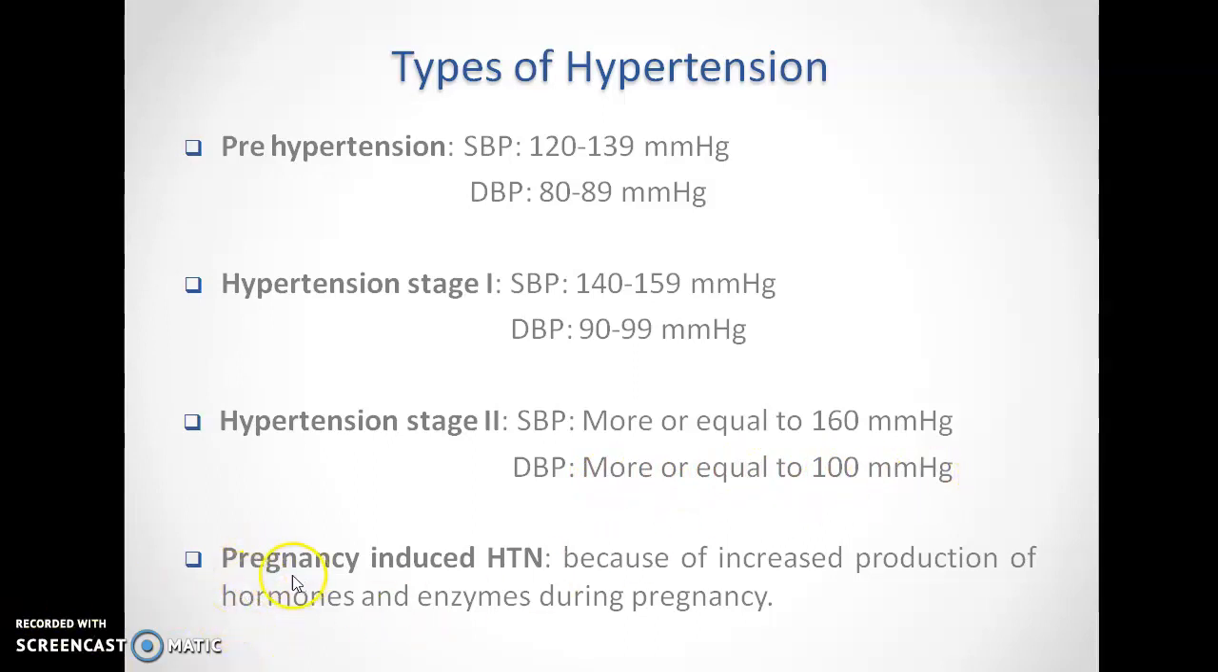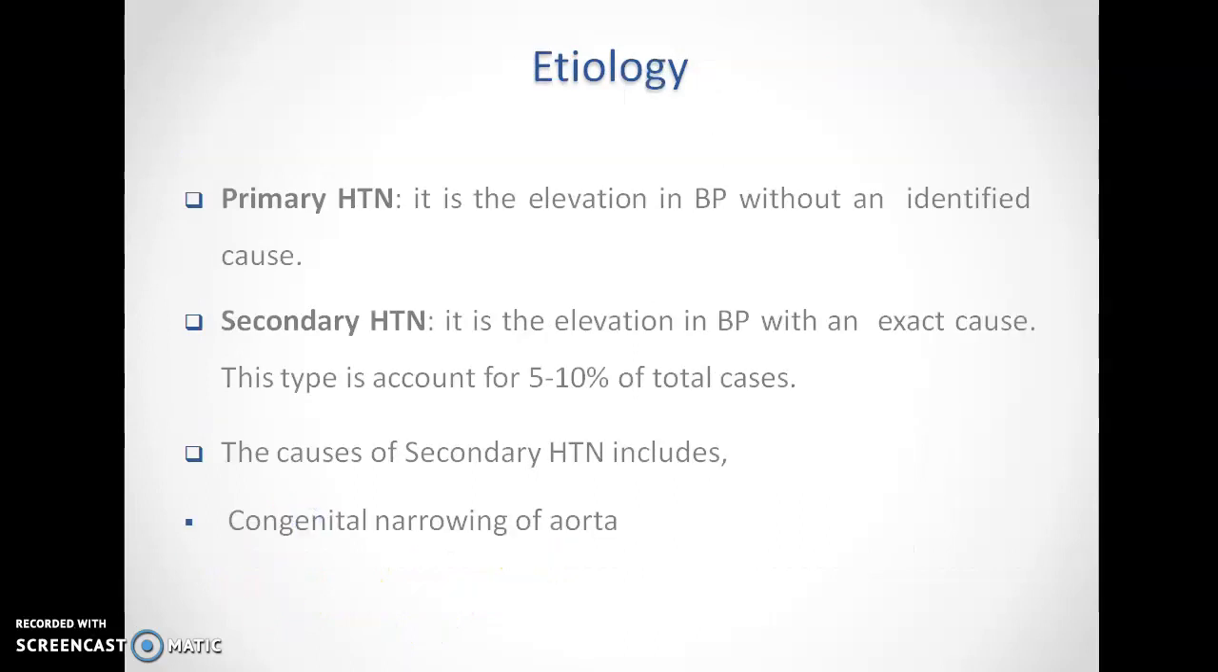Fourth type is pregnancy-induced hypertension. Because of increased production of hormones and enzymes during pregnancy, this type of hypertension occurs. Etiology. So, in primary hypertension, it is the elevation in blood pressure without an identified cause. Secondary hypertension, it is the elevation in BP with an exact cause. This type accounts for 5 to 10% of total cases.